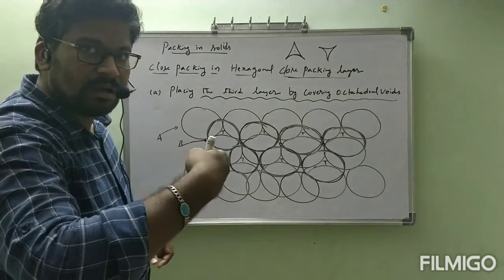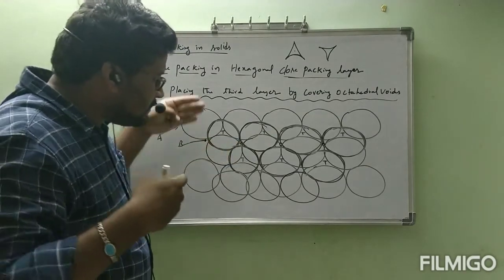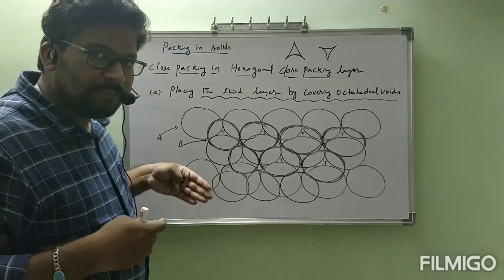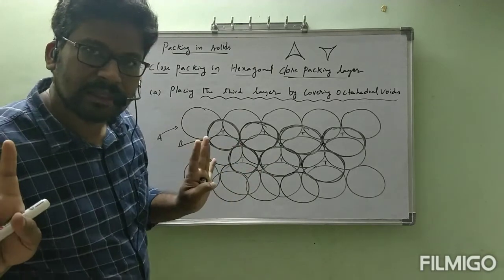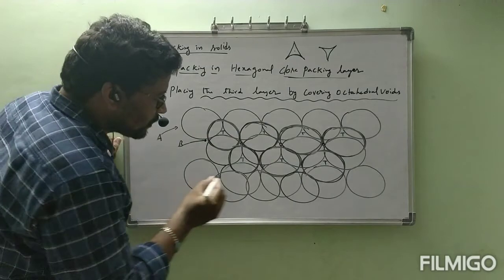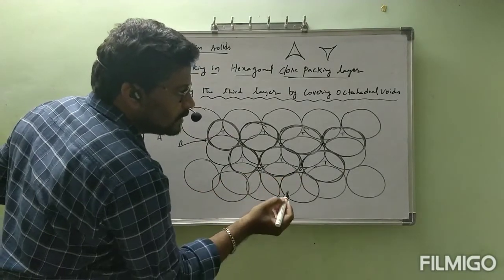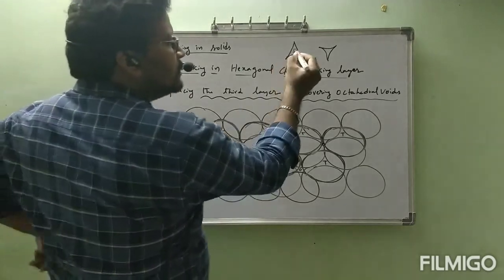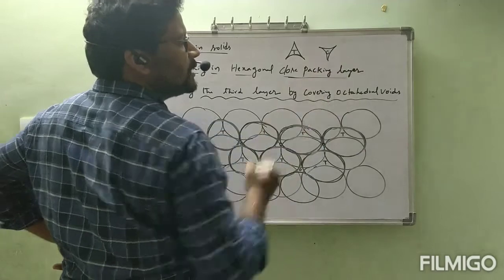If you see that gap, into that gap, if you keep any hand below A layer, through that gap, we can see. Correct or not? Okay. Now, this is also octahedral void. This is also octahedral void. Like that. These are all we are getting tetrahedral voids. These are all we are getting octahedral voids.